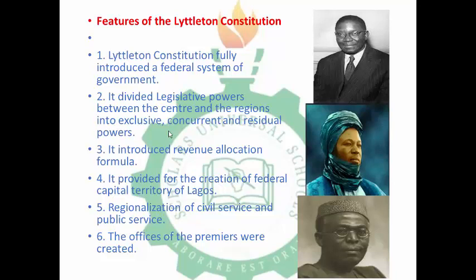So when we now talk about the Lyttelton Constitution, it tried to divide the legislative power between the government at the center and the region into these various legislative lists which I mentioned earlier, and that is exclusive list, concurrent list and residual list. Now when we say exclusive list, if we go back to our federal system of government in our previous lessons, we were made to understand that in exclusive list, both the government at the center and the component units, that is state or the regions, had the power to what? To carry out some functions in the exclusive list. So the exclusive list provides for the functions of both the government at the center and the state, that is federal government and the state.